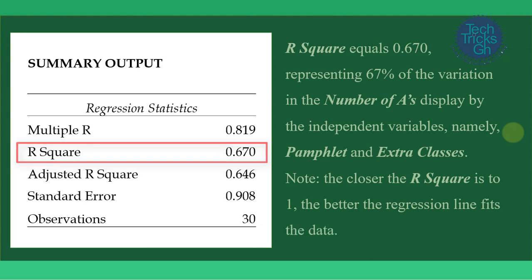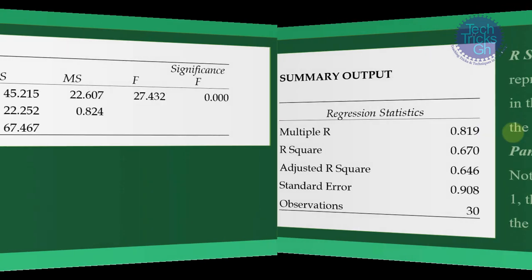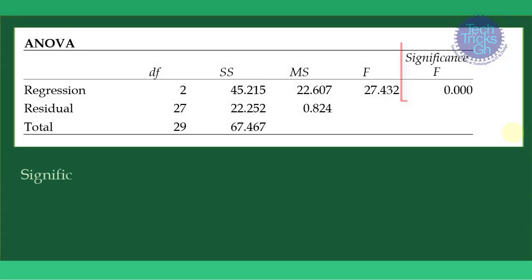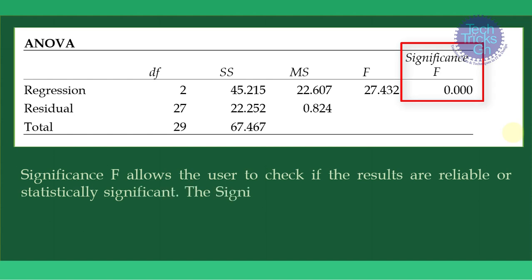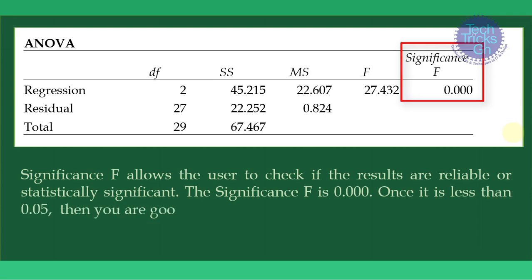data. Let's look at the ANOVA also and explain a few things one needs to know. Significance F allows the user to check if the results are reliable or statistically significant. The significance F is 0.000. Once it is less than 0.05, then you are good to go.